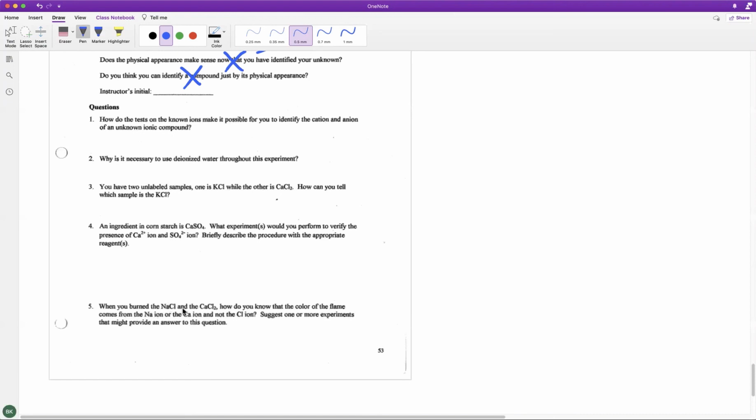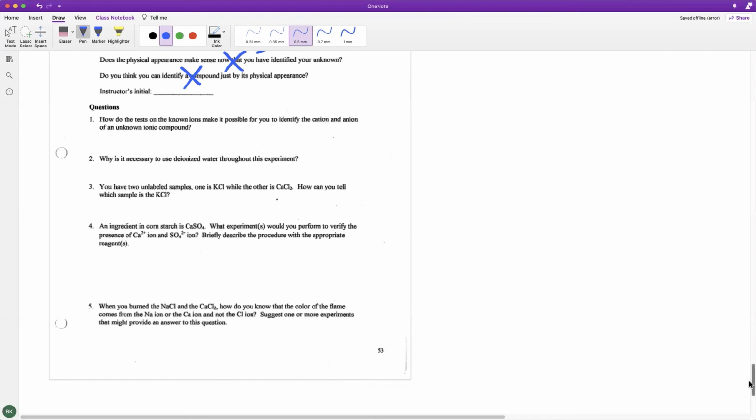Okay, and then for number 5, a little hint on that. You've burned sodium chloride and calcium chloride. How do you know the color of the flame comes from the sodium ion or the calcium ion and not the chloride? So think about what is in both of those samples, kind of similar to this question. And think about if you saw a different color of flame. So if that was true, go with that. So that's your hint for that particular question. So think about that when you're answering that question. And that should get you through the entire experiment.